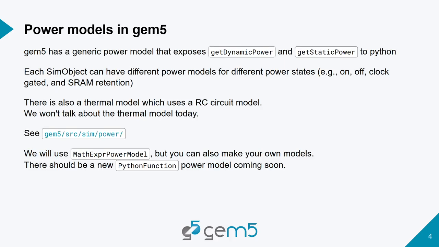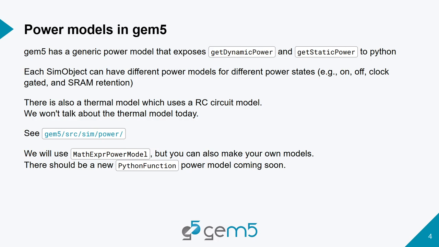Okay, so the power models in gem5. gem5 has a generic power model where you have to define a couple of functions, the get dynamic power and get static power. Every single SimObject can have a power model, and you can actually have power models for different power states. So you can have a power model for the on state, a power model for the off state, a power model for the clock-gated state, the SRAM retention state, and you could add other states as well.